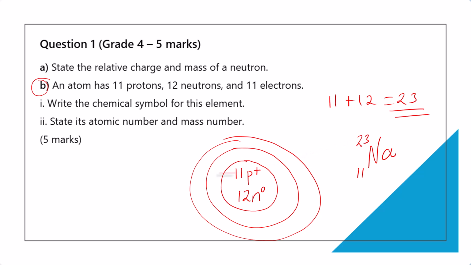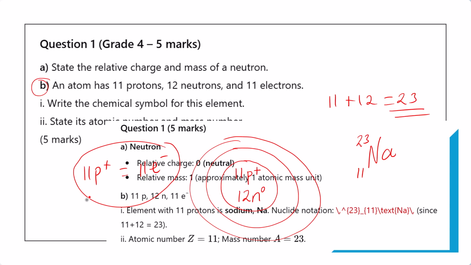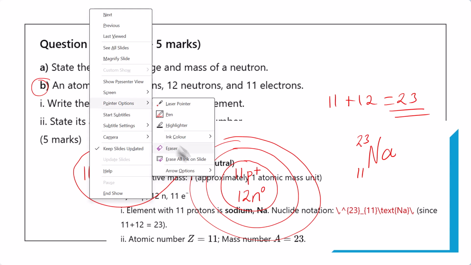In an atom, the number of protons and the number of electrons are normally equal. And that's why an atom is neutral, because the pluses and the minuses balance each other in an atom. An ion is different. An ion is an atom that has lost or gained one or more electrons. So I think I've answered the whole of question 1A and B.